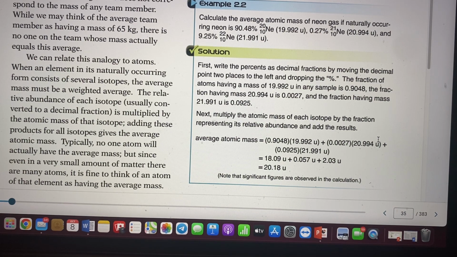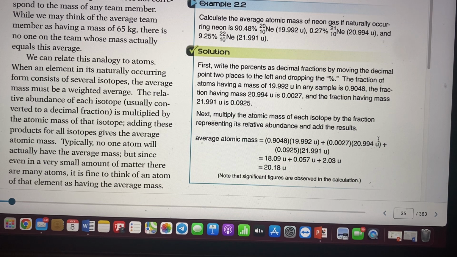Let's see. Calculate the average atomic mass of neon gas if it naturally occurs. 90.48% is 20 over 10, which means it's 10 protons and 20 means it has 10 neutrons, right? Well, it comes to that unit would be 19.992. It's almost 20, right? And then 27% is 21 over 10, almost 21 units. And then the other is 9.25% is this. So you have all these percents, but you still have neon.